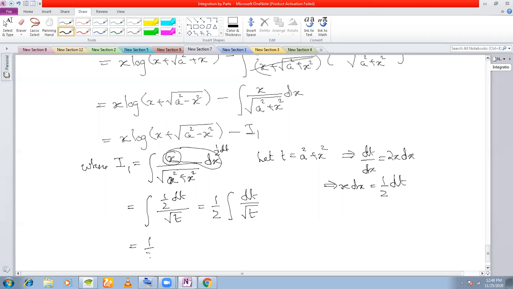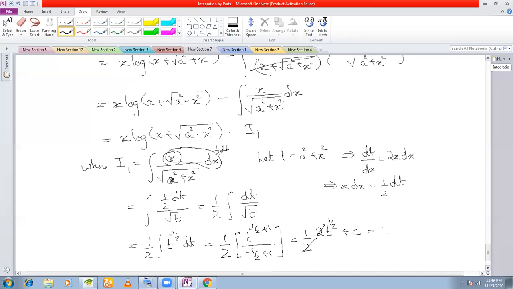And you know that root t can be written as t to the power of minus half. You can write plus c later, not now. Once I remove the integral, then you can write plus c. So half, you can write this as t to the power of minus half plus 1 by minus half plus 1. So you get what? Half into 2. 1 minus half is half, which comes on top. It becomes 2 t to the power of half, so you get plus c. So what does it become? This becomes root of a square plus x square plus c. So I1 is nothing but root of a square plus x square plus c.